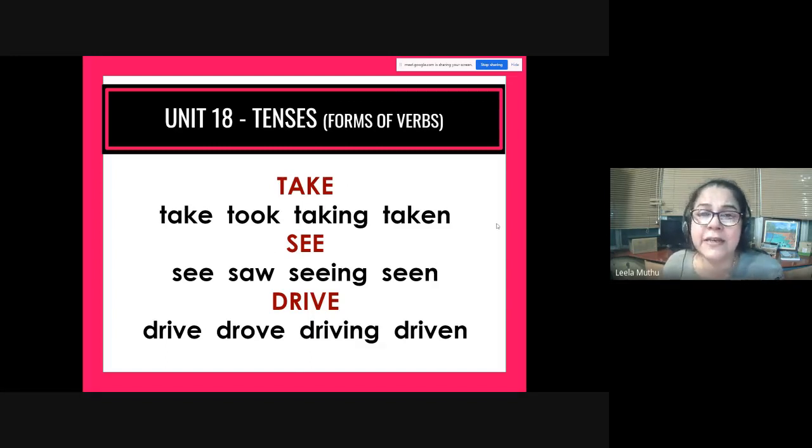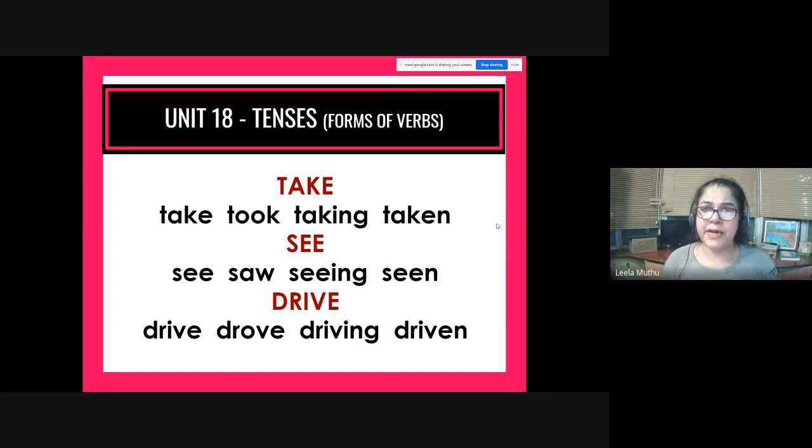Okay, see. The do is see, saw, seeing, and seen. I see a bird, I saw a bird. I'm seeing a bird, I have seen a bird, or I had seen a bird, or I will have seen a bird. Okay, you see what I mean? These are the different forms of verbs.